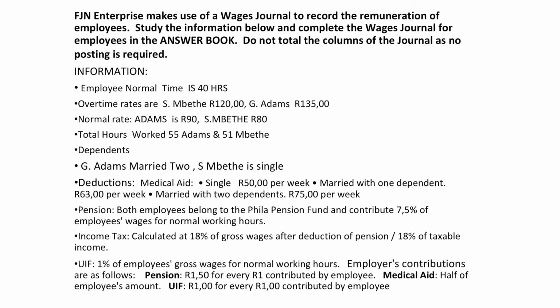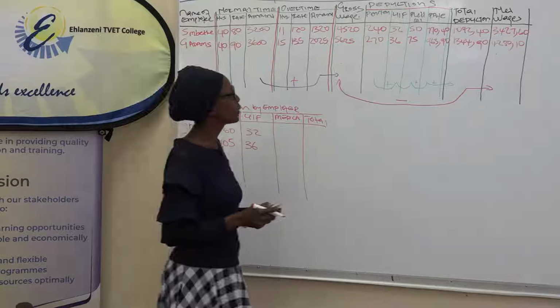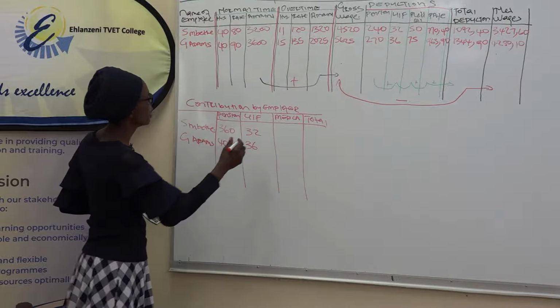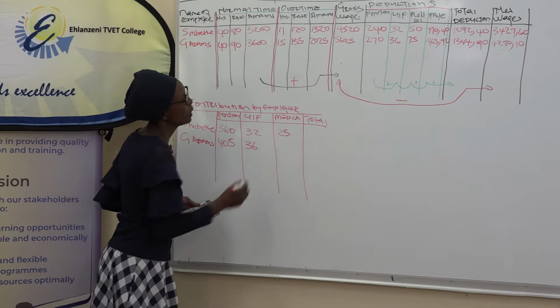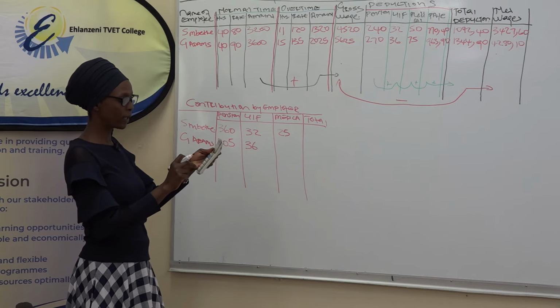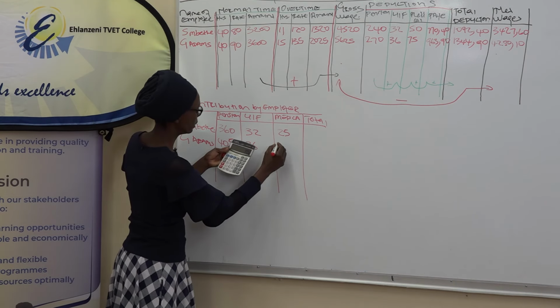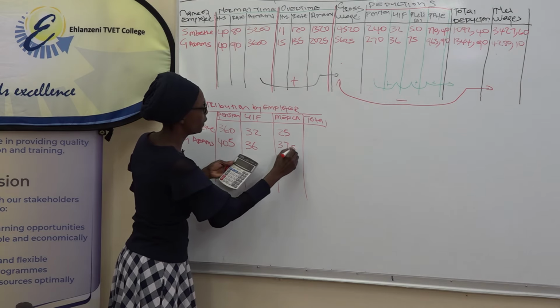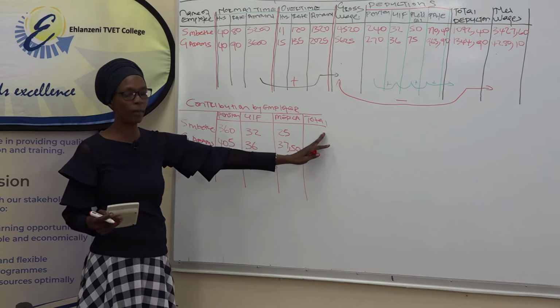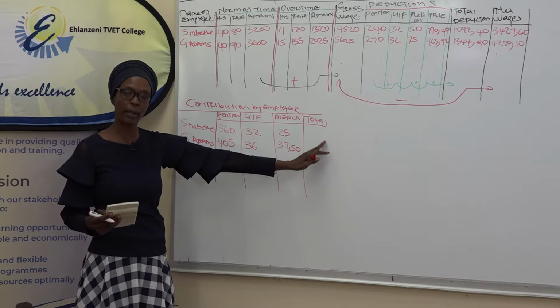Then the medical aid. They said half of the employee's amount. They can either say the employer contributes 50% of the employee's contribution. For the first employee, half of 50 is 25 rand. Then half of 75, times 50%, is 37 rand 0.50.